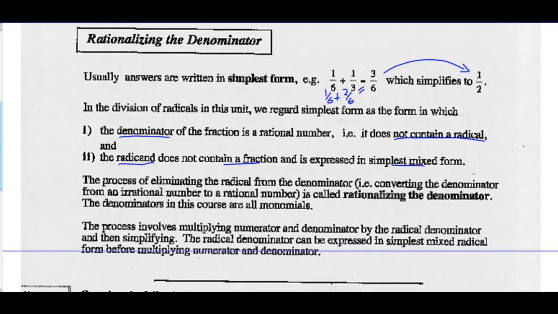So the process of eliminating the radical from the denominator, in other words, converting the denominator into a rational number, is called rationalizing the denominator. We're going to get rid of the radical in the denominator. The process involves multiplying numerator and denominator by the radical denominator and then simplifying. That's all we have to remember to do. The radical denominator can be expressed in simplest mixed radical form before multiplying numerator and denominator together.